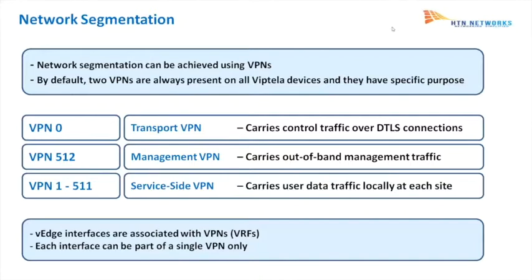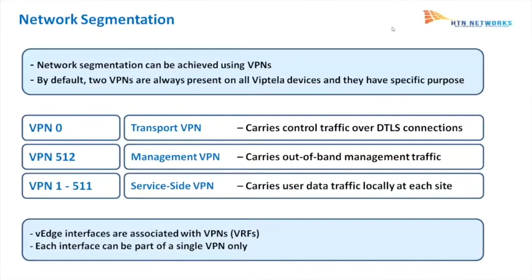Faisal, is your VPN 511, if you have more than 500 branches, so are we using the VPN number of branches, or just... it is not the number of branches. You can have the total range of the VPNs. It has nothing to do with the number of branches.